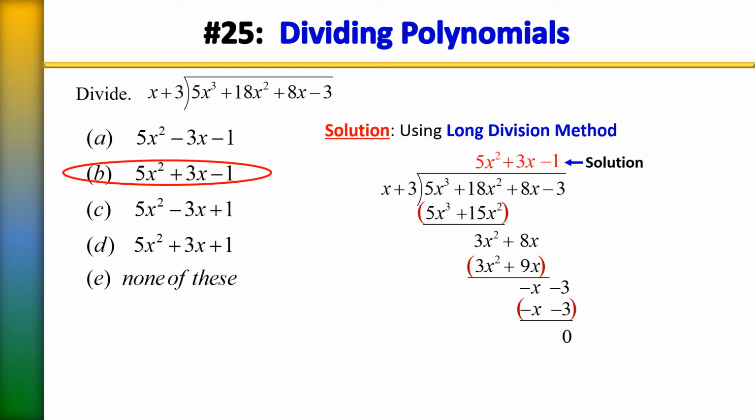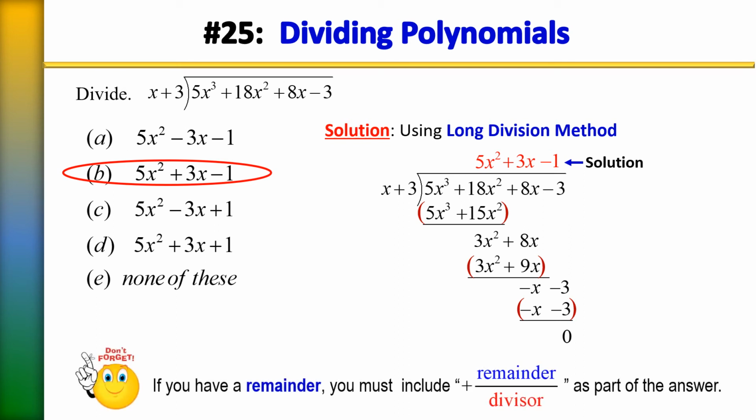plus 3x minus 1. Now keep in mind, if you had a remainder, you would add your remainder to this answer here by just putting a plus sign there, and then your remainder, whatever it was, would go on top over your divisor. It would be under the bottom if you had a remainder. So again, that is how you would include it with your answer if you had a remainder. But again, notice in this case we don't have a remainder. So again, this is our answer, which is choice B.